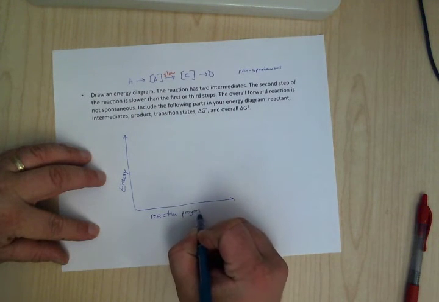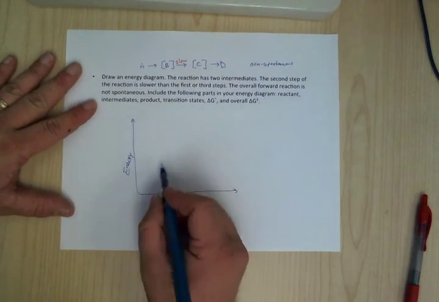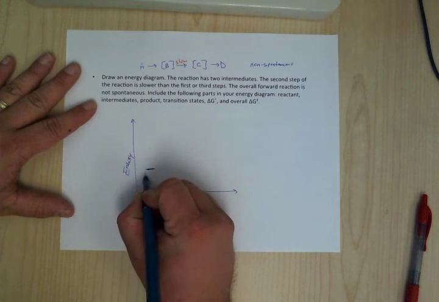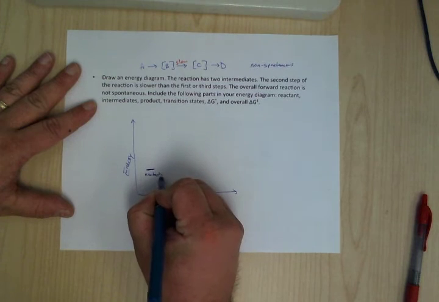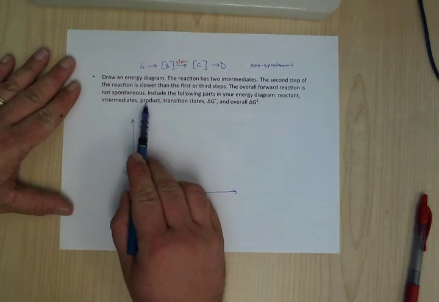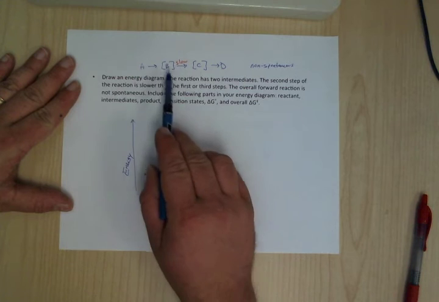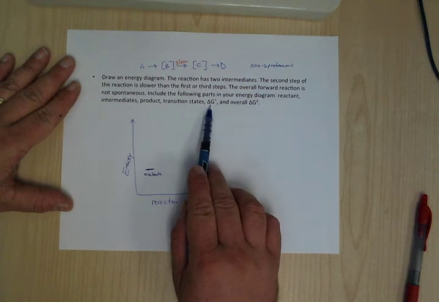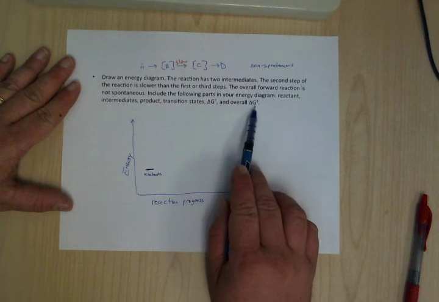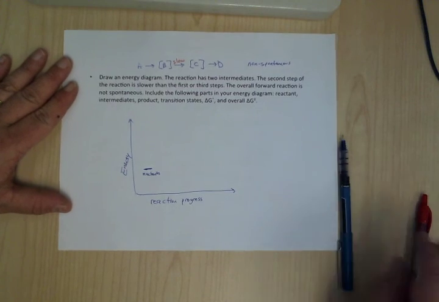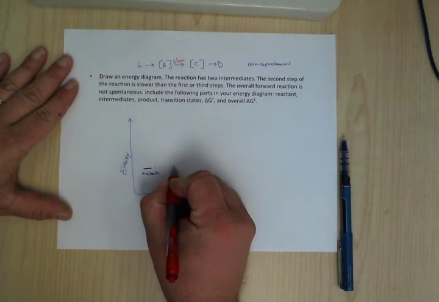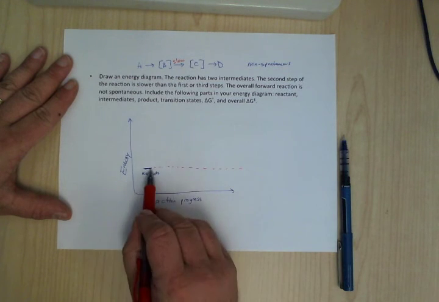Now, these are all relative things, right? So you usually put the reactants about a third of the way up. Reactants. Okay, so we need to label reactants, intermediates, products, transition states. Every time you have an arrow, that's a transition state. Okay, the overall free energy and the overall activation energy. So the delta G's are always relative to the reactants. Okay, so it's always going to be relative to here.